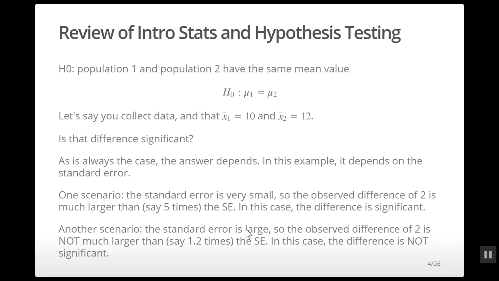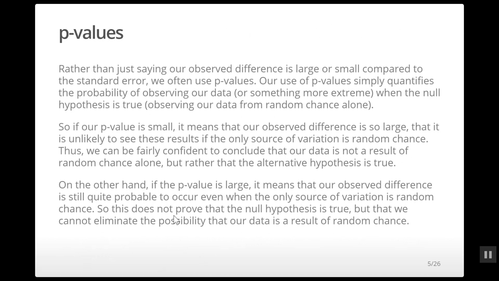And these are the kinds of conclusions that would affect the kinds of conclusions we might make, right? And so when we're talking about p-values, rather than just saying the observed difference that we got, 2 points, is that large or small compared to the standard error, we will often do something to look up a p-value. And our p-value is just a way to quantify this concept of the probability of observing our data if the null hypothesis were true, okay?